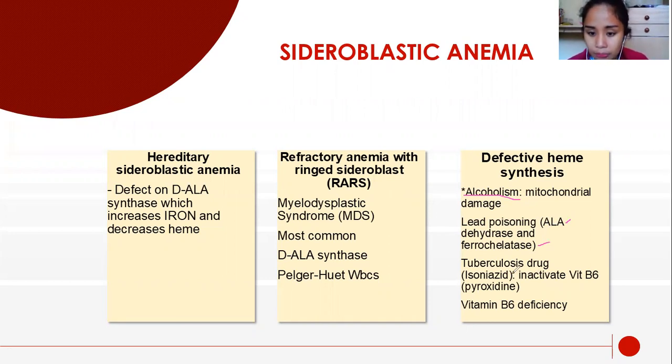And class, the tuberculosis drug isoniazid. Please write in your notes: it inactivates vitamin B6. Vitamin B6 is an important cofactor in heme synthesis, and of course, there is vitamin B6 deficiency. So that is short for sideroblastic anemia.